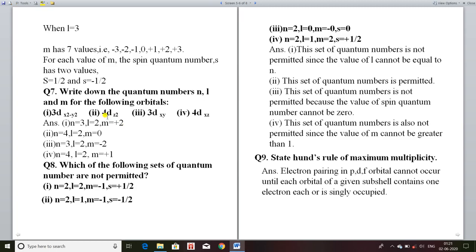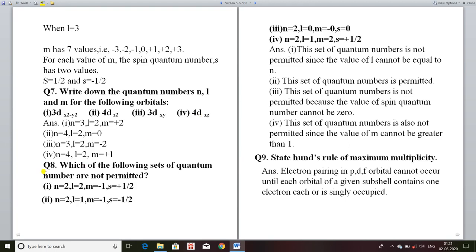Second part, 4dz². Here the value of n is 4, and as it is a d subshell, the value of l is 2, and the value of m is 0 for dz². In the third part, the value of n is 3, the value of l is 2, and the value of m is minus 2 for dxy. In the fourth part, for dxz, the value of n is 4, the value of l is 2, and the value of m is plus 1.